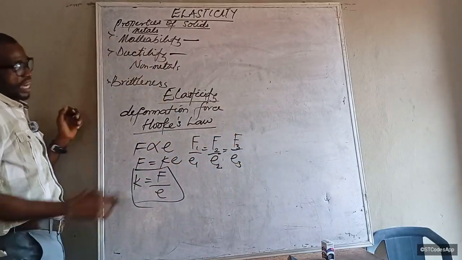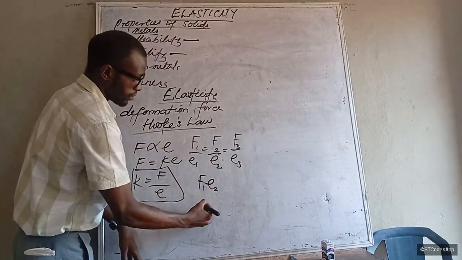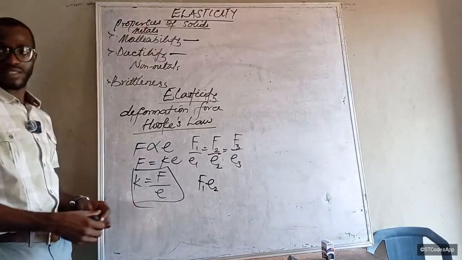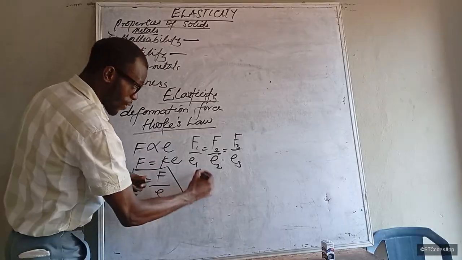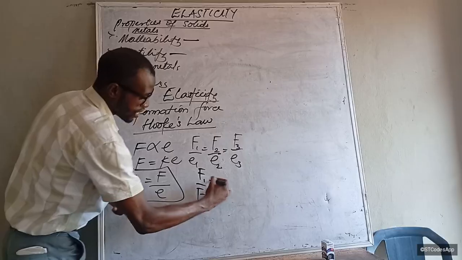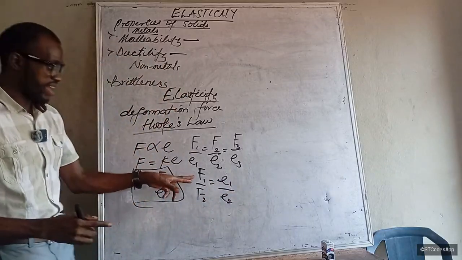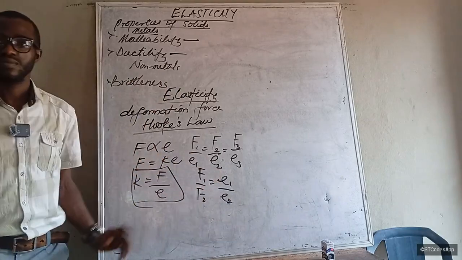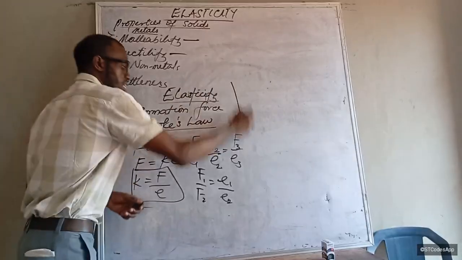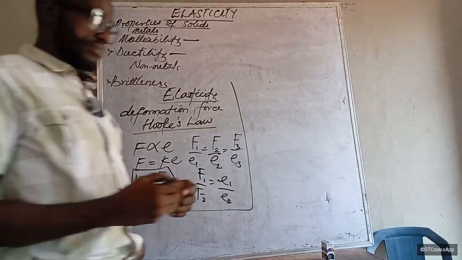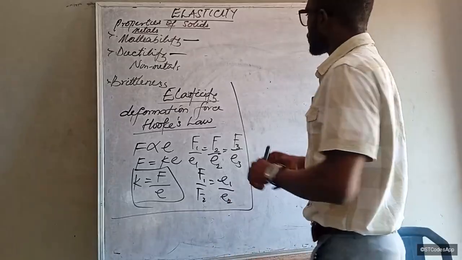Is that clear? Another way to present this is F1 E2. Now that will confuse you, so let's not use it. But of course, it's the same as F1 over F2 is equal to E1 over E2 because F is directly proportional to E. Is it clear? Alright, so put this down. Now, let's plot a graph of his law.